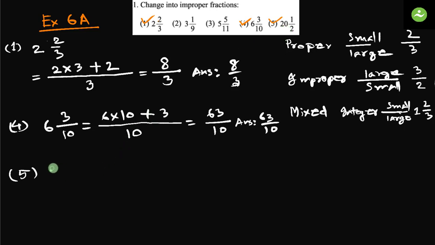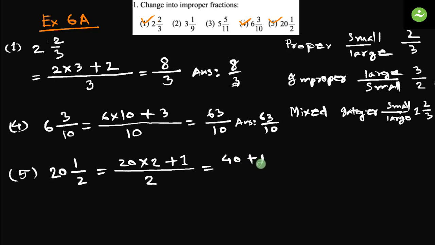Now 5. 20 and half. 20 and half equals, so what is the denominator? 2. Numerator 1. What is the integer? 20. Okay, so the denominator remains the same. Integer into denominator plus numerator equals 40 plus 1 by 2 equals 41 by 2. That is the answer. 41 by 2.